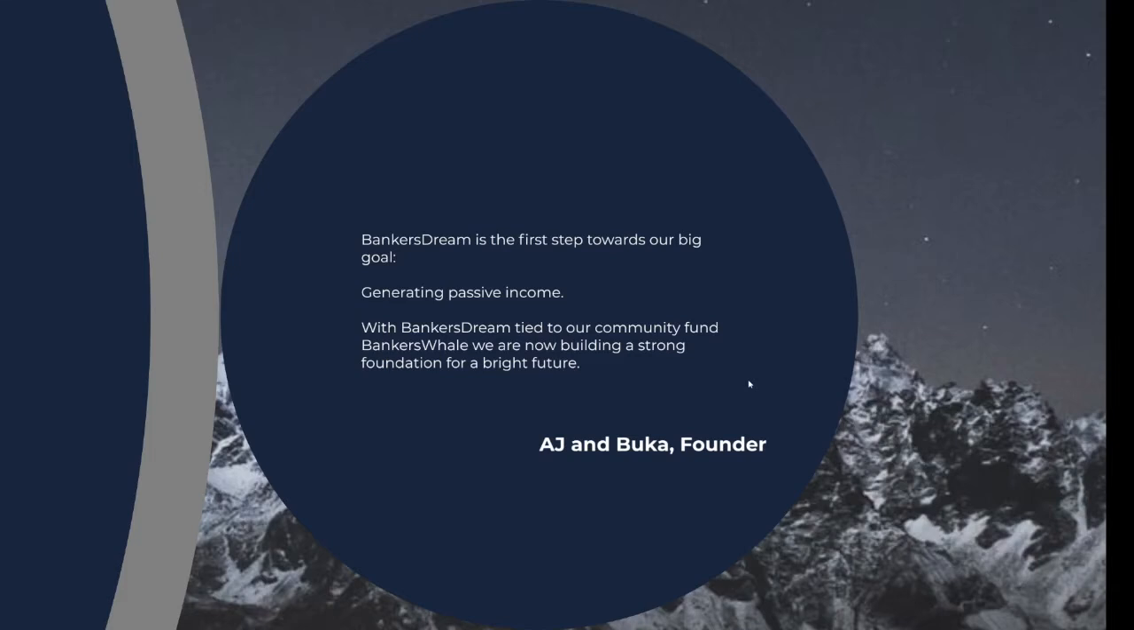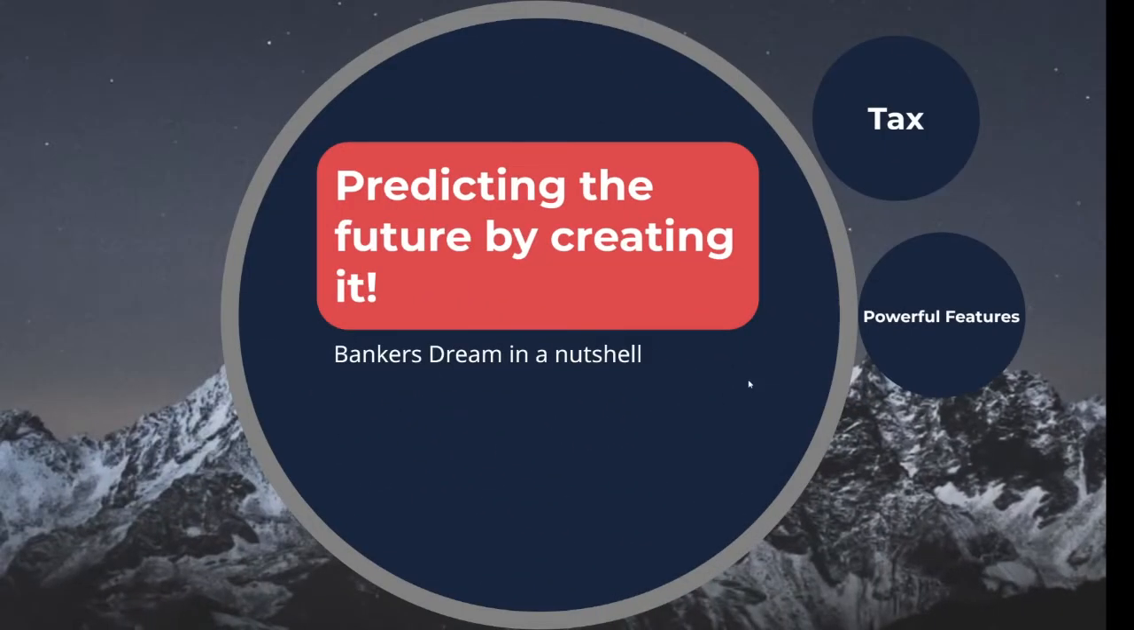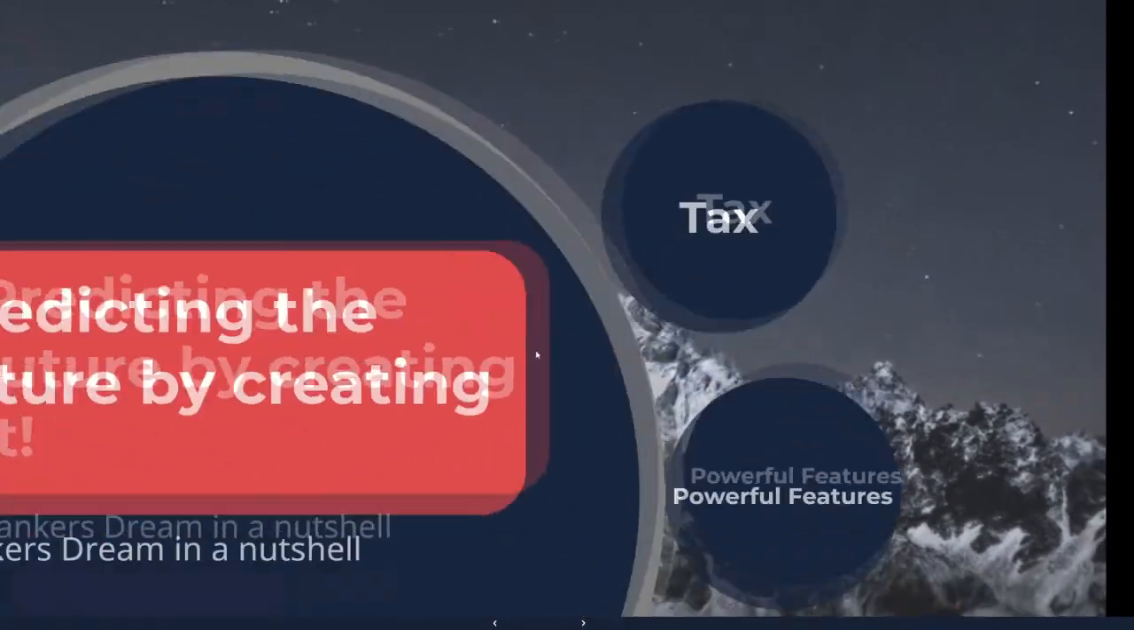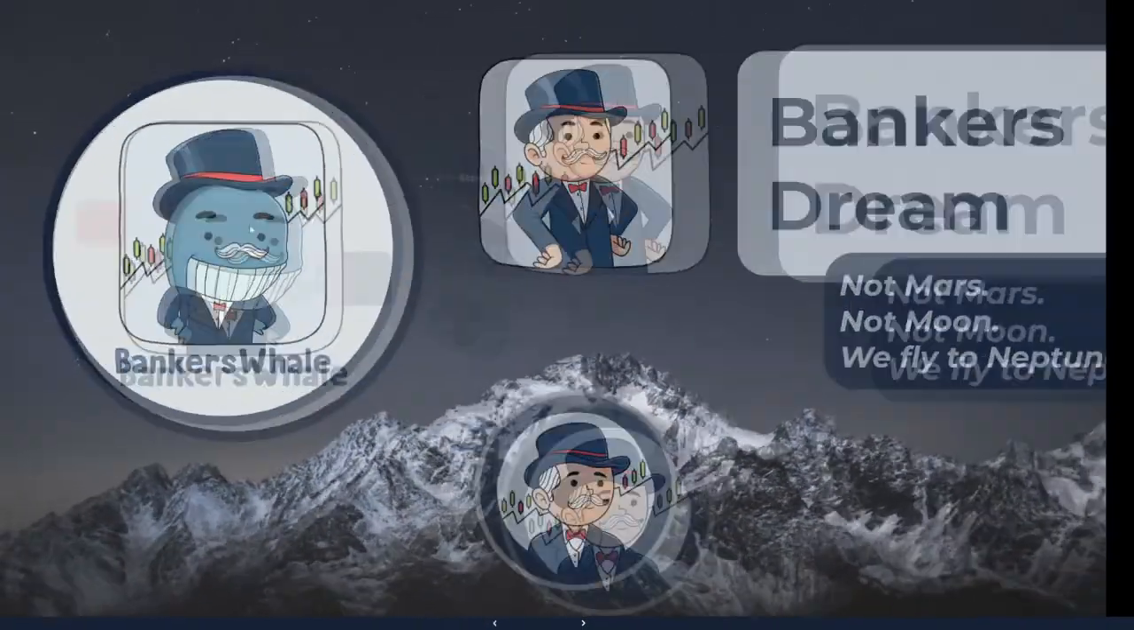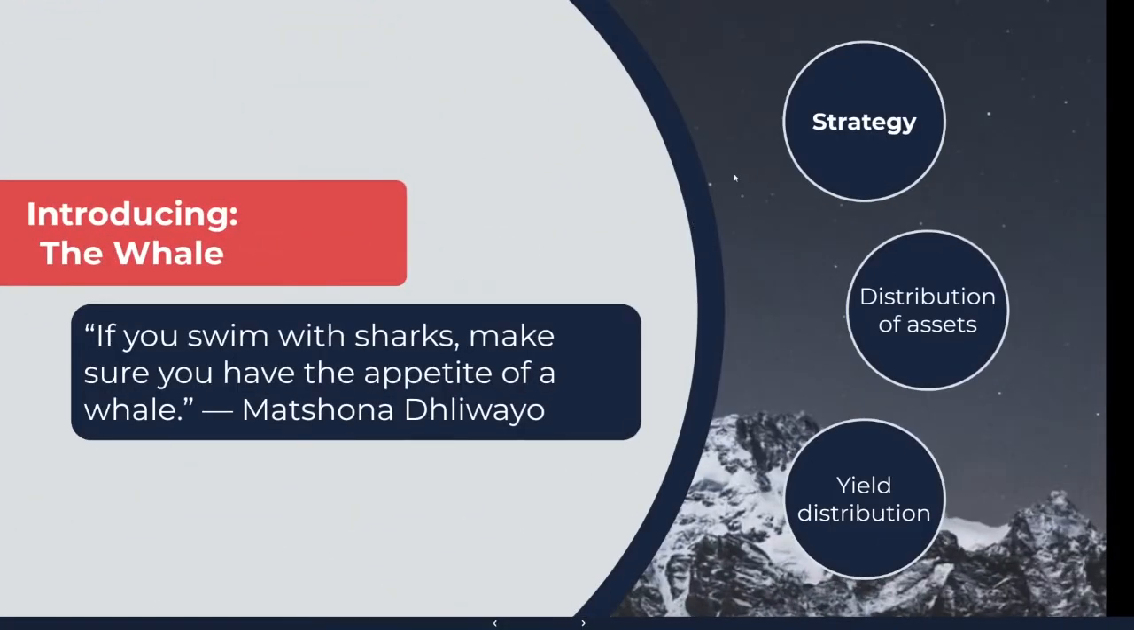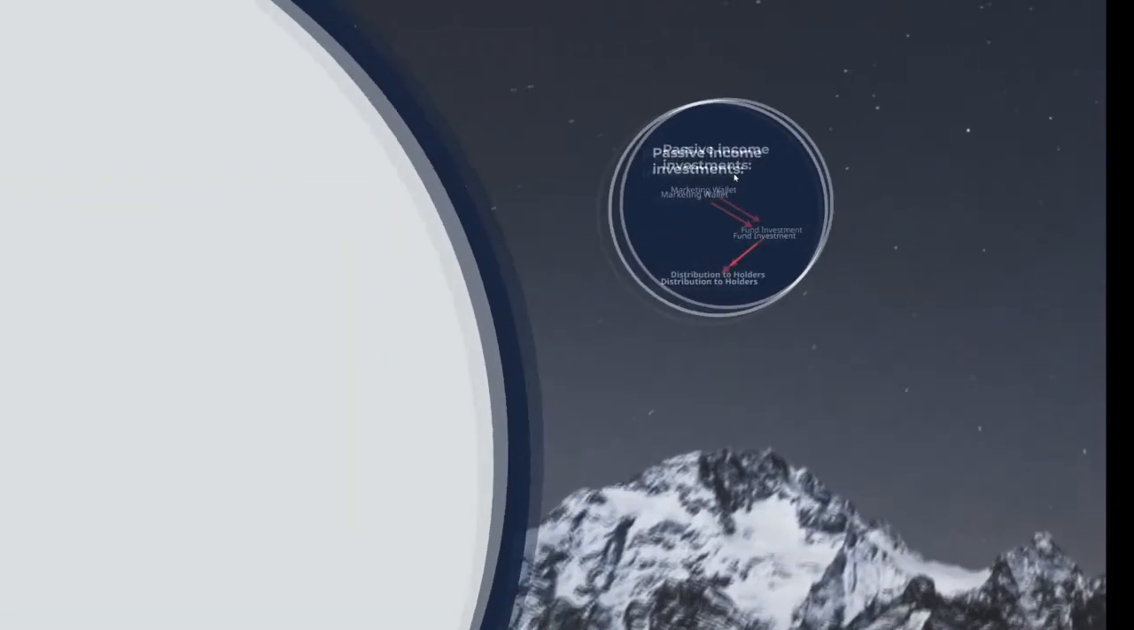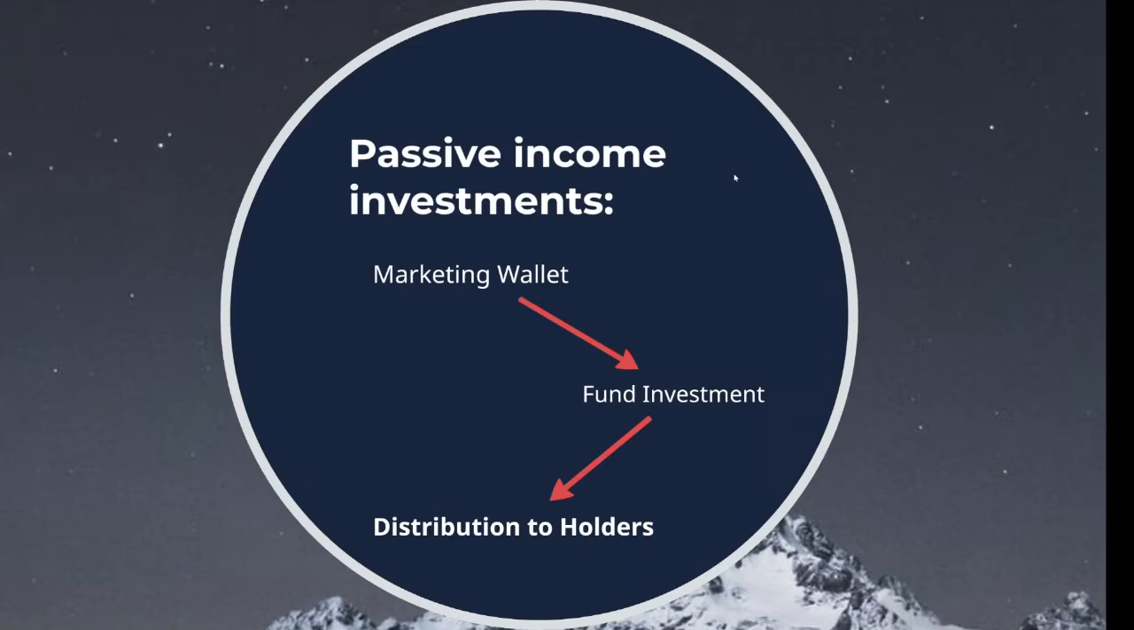This takes some time, but we will take a look at Banker's Whale right now. Because it is a very, very interesting utility, very unique utility also. So for Banker's Whale, the strategy is, let's say, very simple. We have a tax into a marketing wallet. Parts of the tax are used for fund investments.